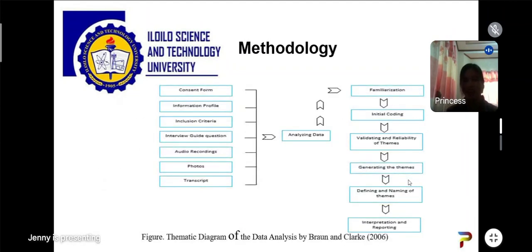So here is our methodology, wherein in figure 1, there is a thematic diagram for the data analysis by Braun and Clarke, 2006.